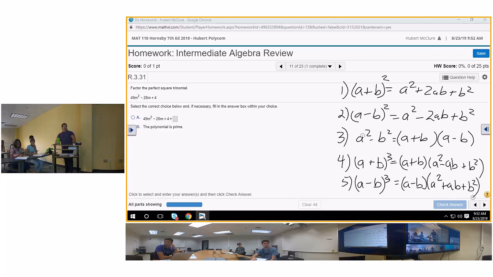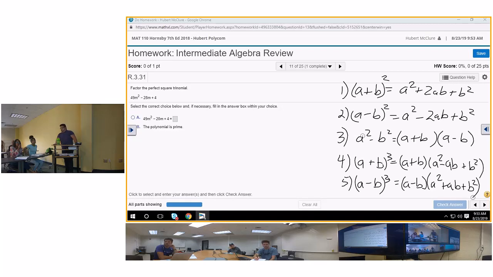What is the square root of 49m squared? Well, first of all, which one does this one look like? Well, it doesn't look like 4 and 5. Why? Because those are cubes. And on the right side of 4 and 5, you've got a trinomial and a binomial. So this is just a trinomial. So it has to be 1 or 2, because 3 doesn't have a trinomial in it. And what's a trinomial? 3 terms. So which of the 5 shortcuts has 3 terms in it? Number 1 and number 2. So, what is the square root of 49m squared?